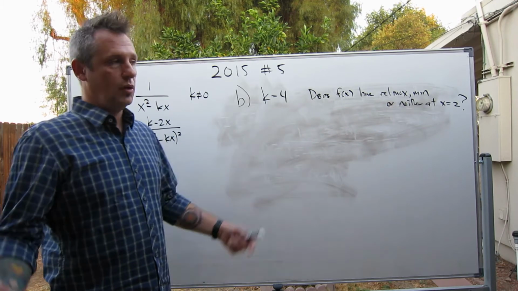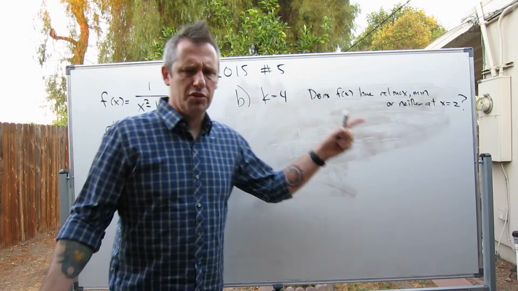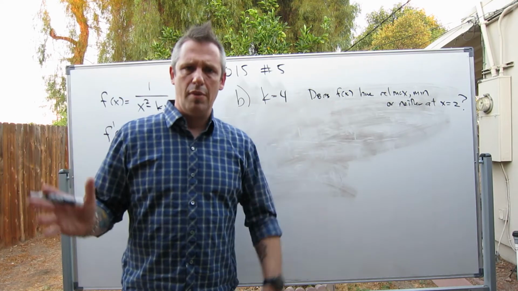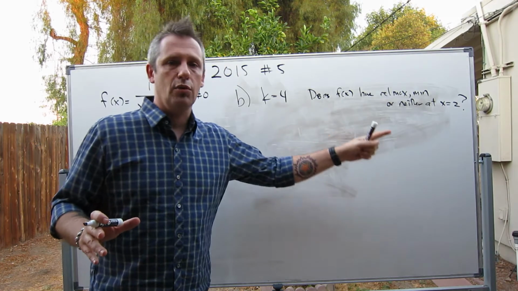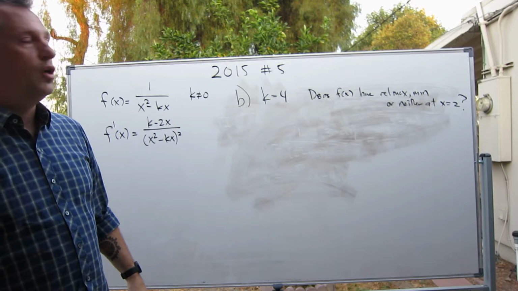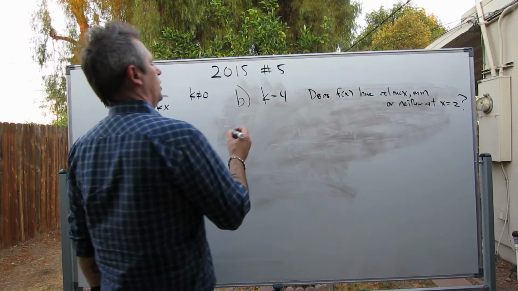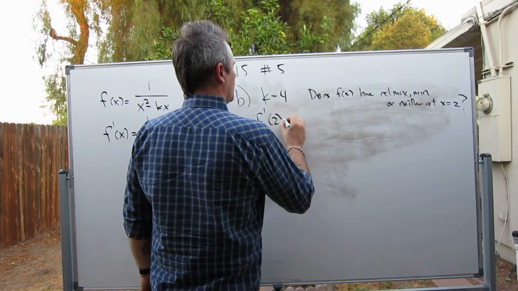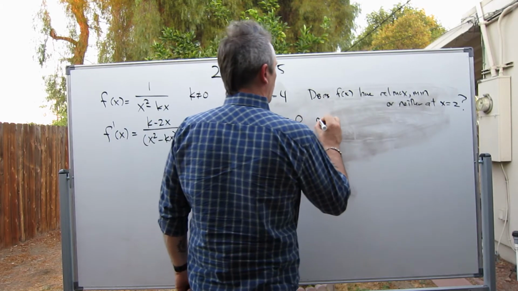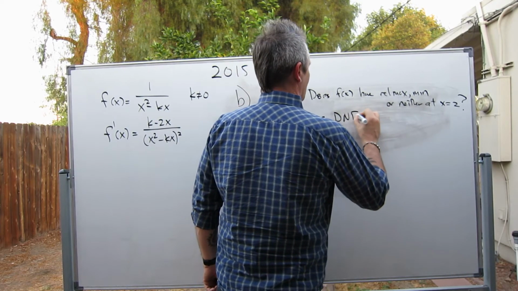So the first thing we're going to do is see if x equals 2 is even possibly a relative max or min. This would only be the case if x equals 2 happens to be a critical number for this function. So the question we're going to ask ourselves right now is, is f prime of 2 equal to 0? Or, don't forget, perhaps it does not exist.